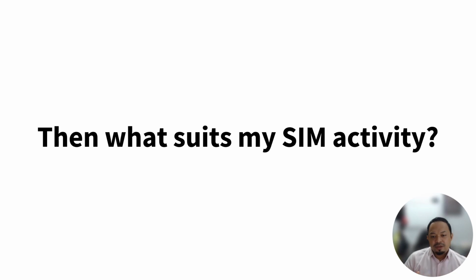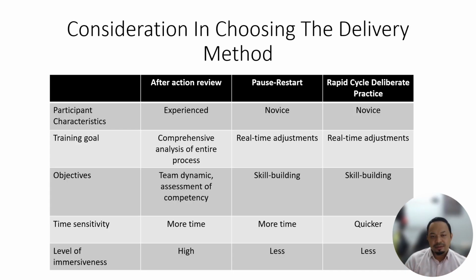Then you ask me, what suits my simulation activity? Since we have three delivery methods, after action review or continuous to end, pause and restart, and RCDP, what suits my simulation activity? So I summarize it in this table. This is how you consider choosing the delivery method.